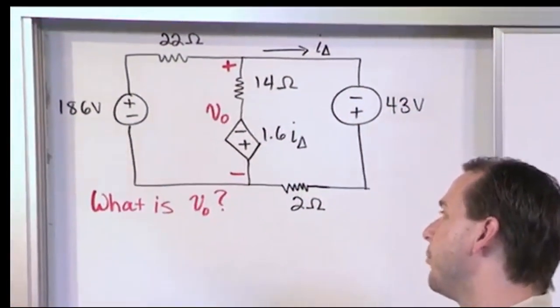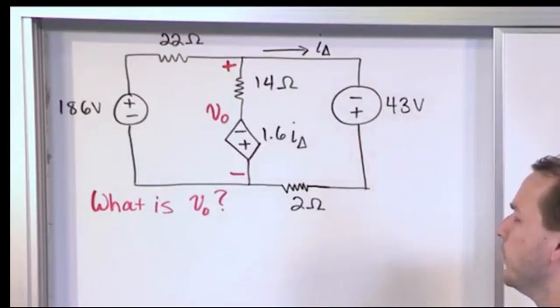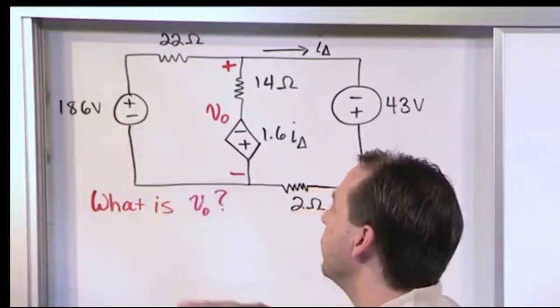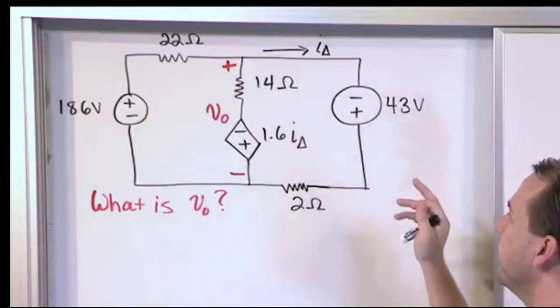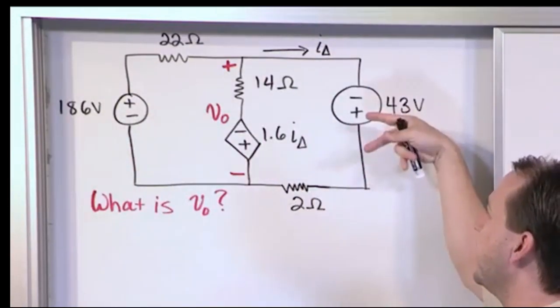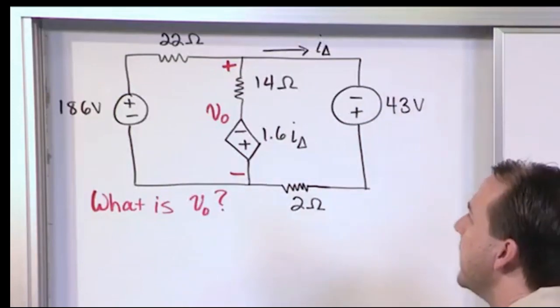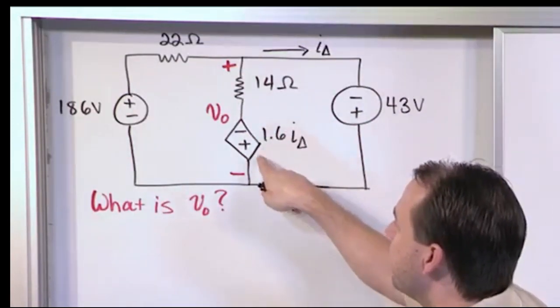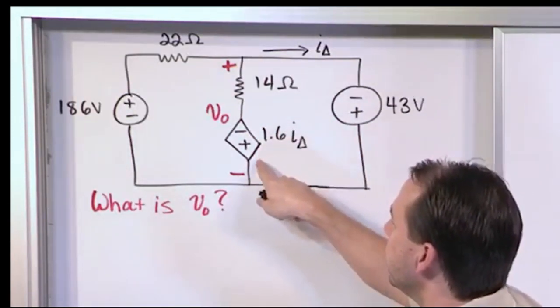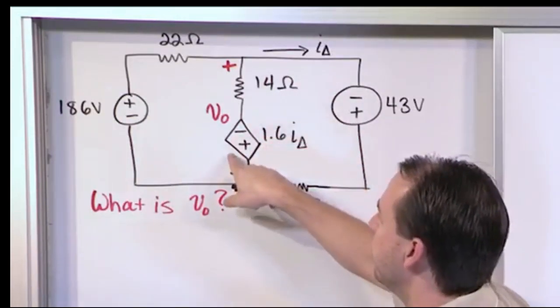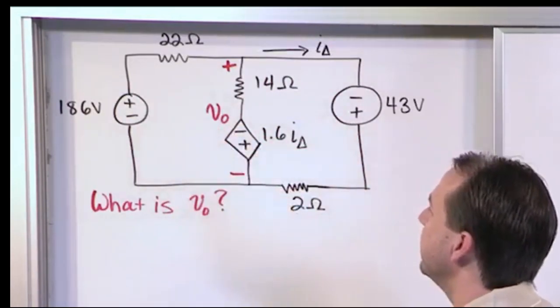So here is an example problem. Here's the problem we're going to work today. We have a known voltage source here, a known voltage source over here as well, but notice this one's connected backwards, so it's kind of flipped over. Then we have some resistors everywhere, and then we have this dependent current source, again sort of flipped upside down, where the positive side's down and the negative side's up.